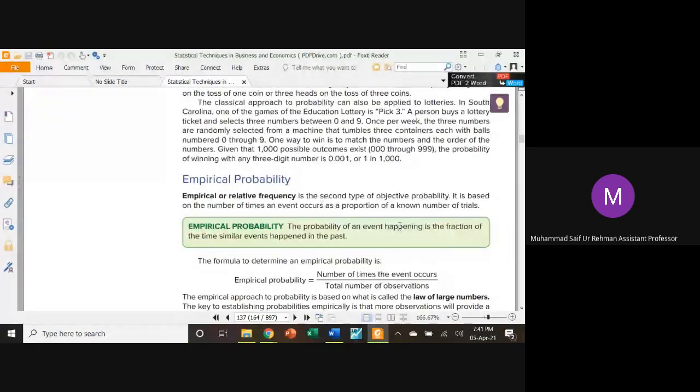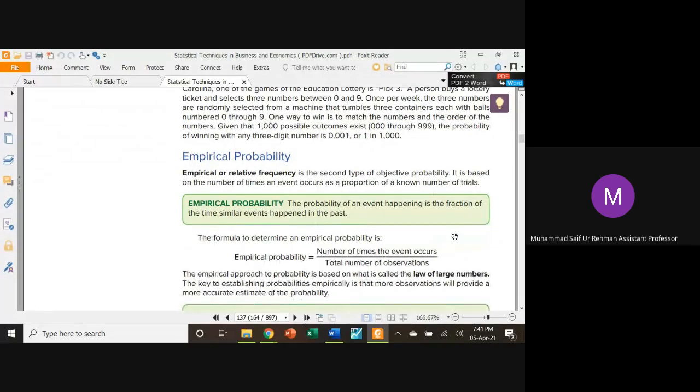Then comes empirical probability. In the case of empirical probability, basically empirics are involved, or you may say that you have some value based on the experience you have from past events. If you see this definition, the probability of an event happening is the fraction of the time similar events happened in the past. How many times has the same event occurred in the past? So what is the probability that this will occur in the future?